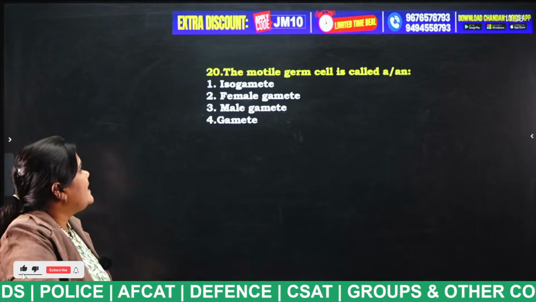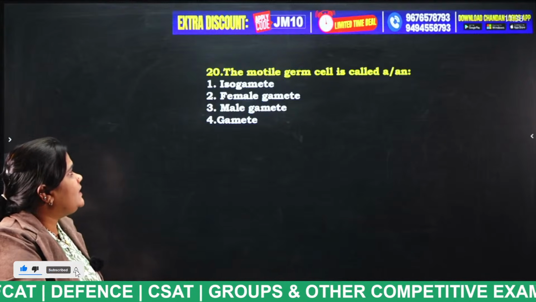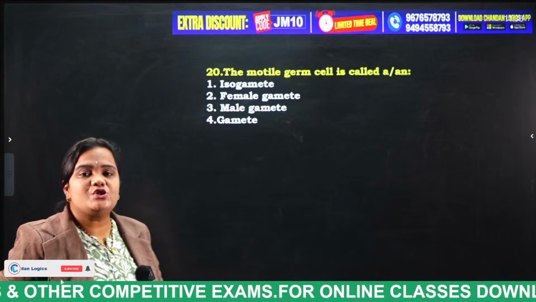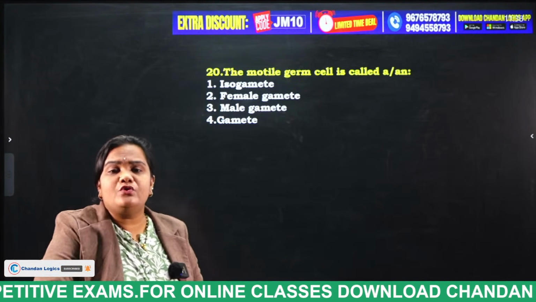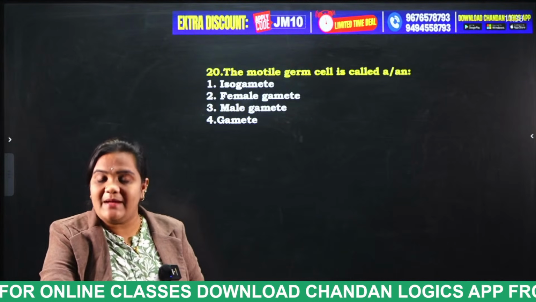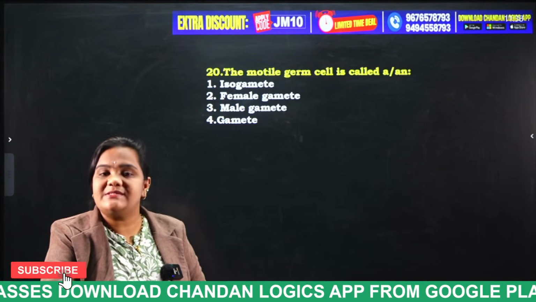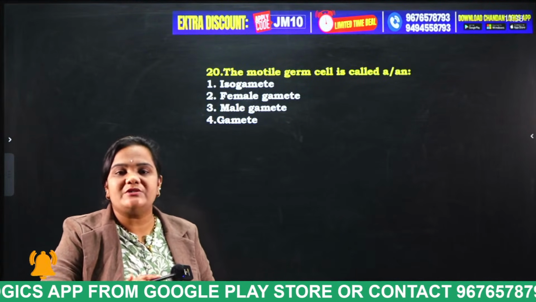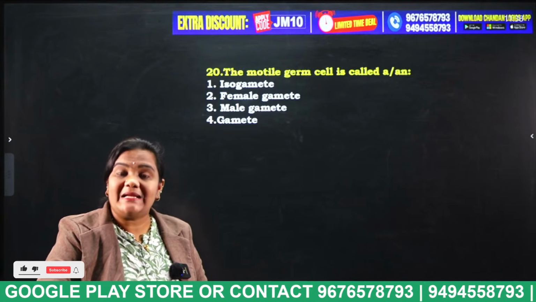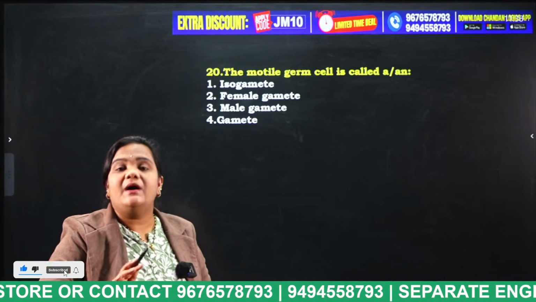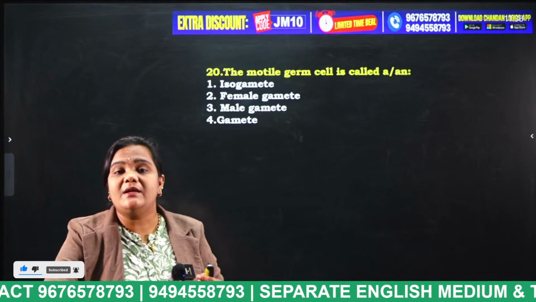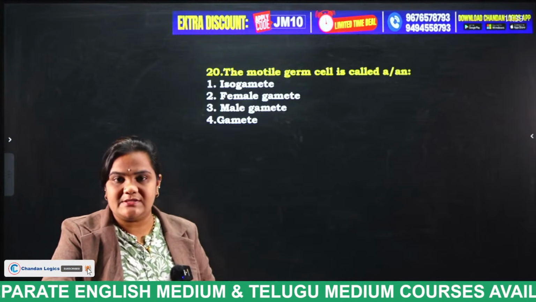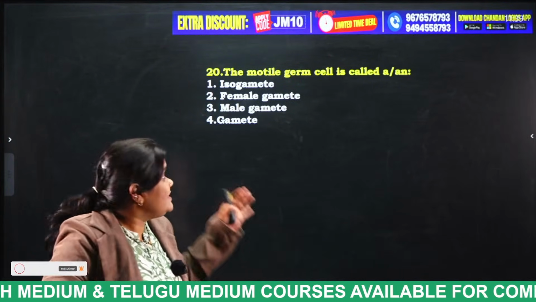Next. The motile germ cell is called an isogamete, female gamete, male gamete, or gamete. Now tell me, students, what is this? The fusion of male gamete and female gamete forms a zygote, and that process we call what, students? Fertilization. Fertilization is nothing but the fusion of the male gamete, sperm, and the female gamete, egg. If they fuse together, a zygote develops, and that process we call fertilization. So, in these gametes, which is the motile germ cell?